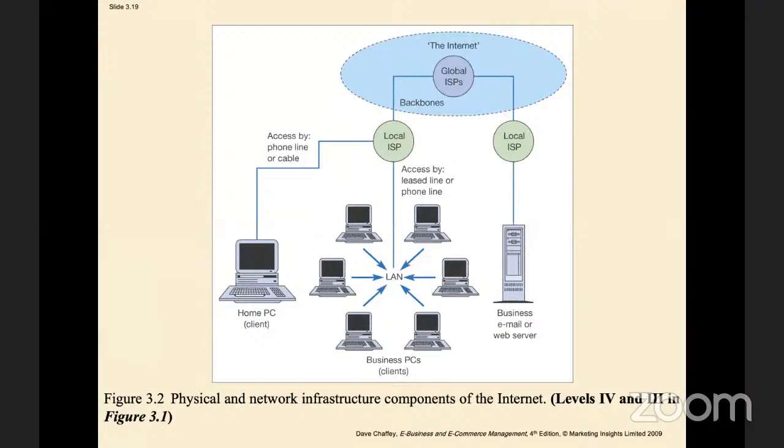Here is the diagram of physical and network infrastructure components of the internet, that is levels 4 and 3 in figure 3.1. So how is access by phone line or cable? It is home PCs and business PCs, different PCs connected through a LAN and accessed by leased line or phone line, the local ISP, then the global ISP, the internet backbones, and then the local ISP, business email or web server. The web server is also connected to the global ISPs.